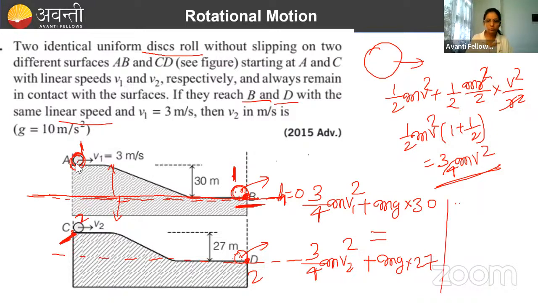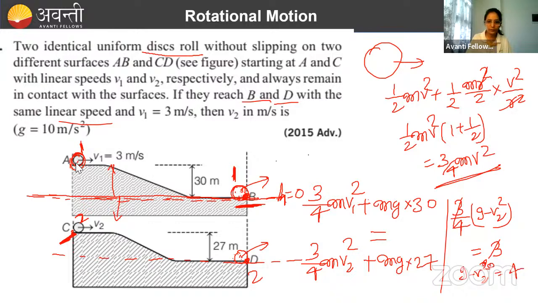अच्छा मैं कैलकुलेट कर दूं. 3/4 मास को क्या लिखोगे आप? मास तो कैंसिल हो जाएगा ना हर जगह से. If you are going to equate it, so v1 square minus v2 square, 9 minus v2 square, this will be written as what? This minus this I have done now. So 30 minus 27, that will be equal to your 3. So this 3 will get cancelled. 9 minus v2 square will be equal to 4.